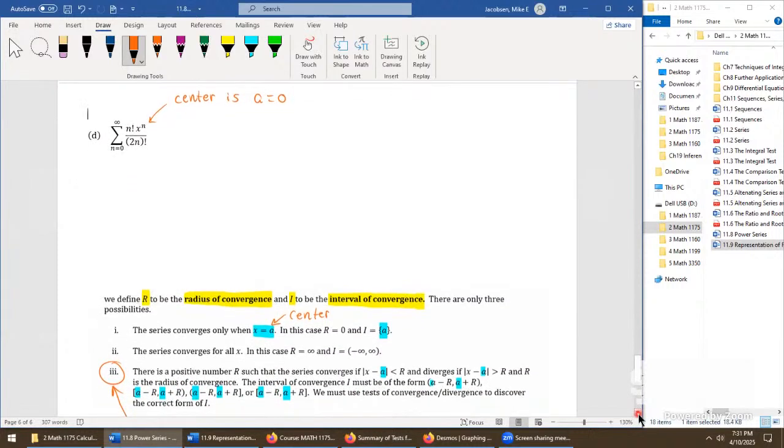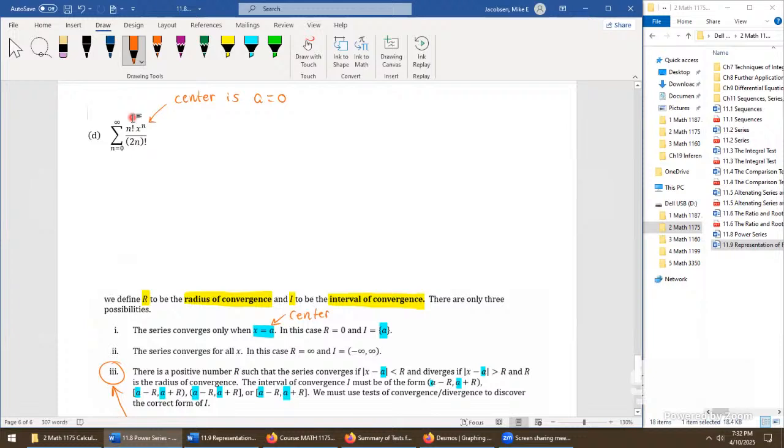And this is a hard one to guess what might happen on. There's n factorial in the numerator, 2n factorial in the denominator. On one hand, it might feel like a type of balance between the two, where we might be in, say, case 3, a limited domain on which it converges. But actually, this one turns out to be either case 1 or case 2. One of them is going to win outright.